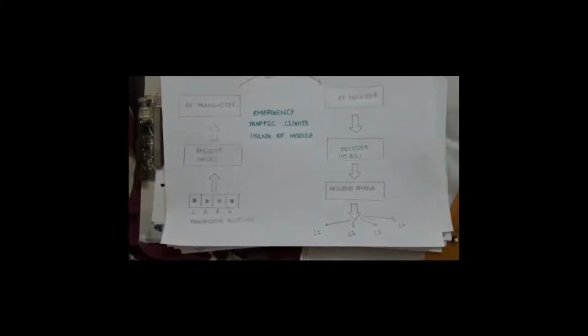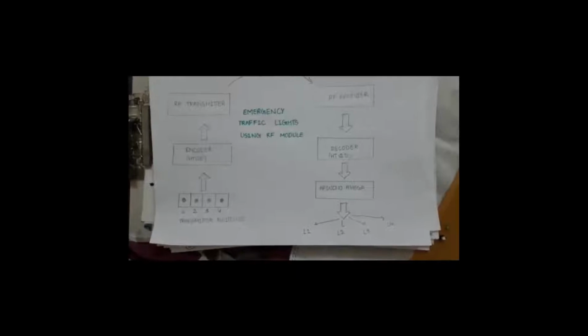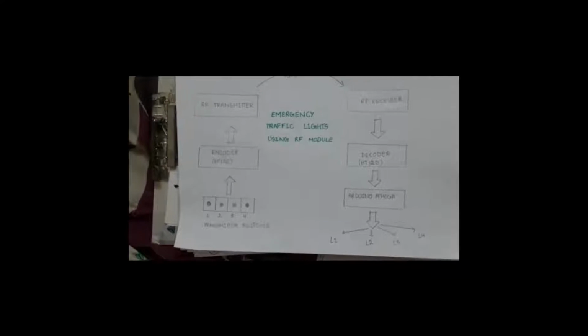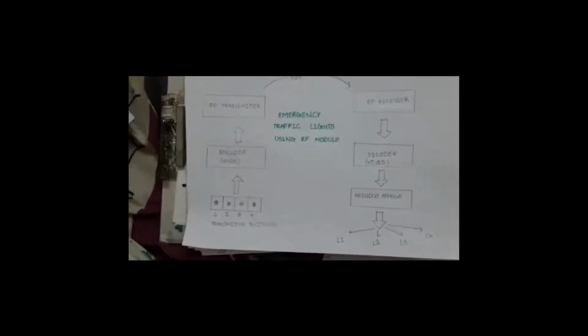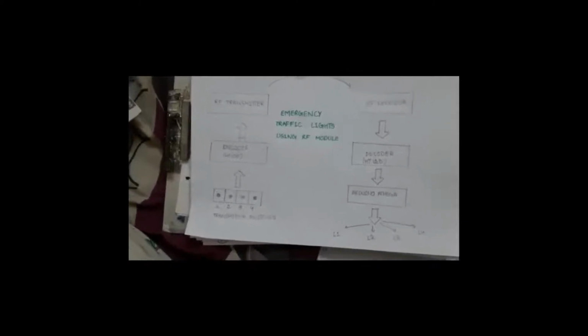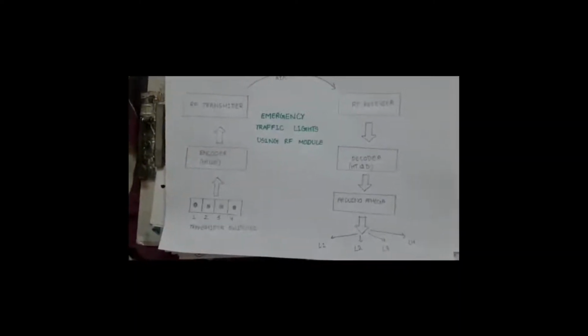is produced, and it will be encoded, and this encoded data is given to the data pin of the RF transmitter, to establish a serial communication between the transmitter and receiver. After establishment of the connection, a signal of frequency 433 megahertz, because we're using a 433 megahertz RF transmitter, will transmit the encoded data to the receiver, which is connected to the microcontroller through a decoder, which decodes the received data signal.